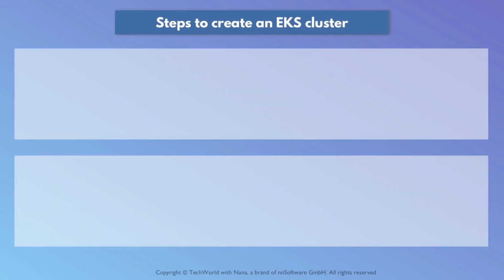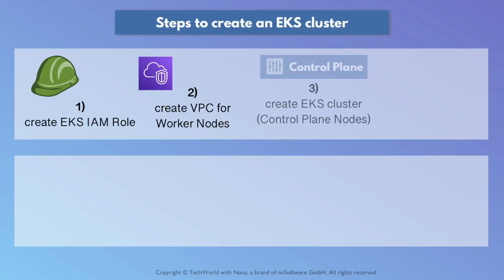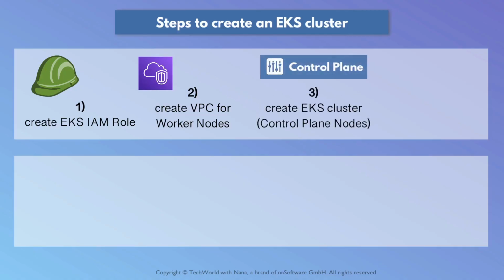First, we're going to create an IAM role for EKS service that will give this EKS service certain permissions to create things in our AWS account. As a second step, we're going to create a VPC where our worker nodes are going to run. As a third step, we're going to create an actual EKS cluster. This is a set of control plane nodes that are managed by AWS.